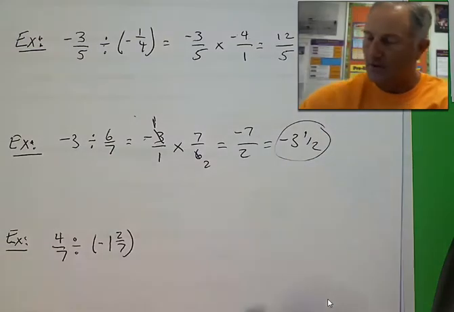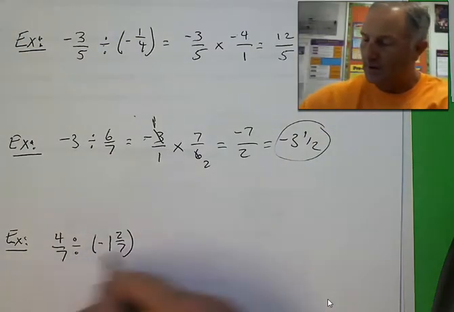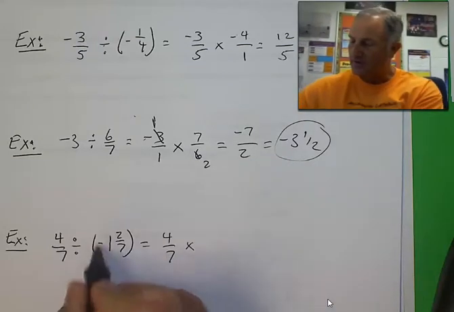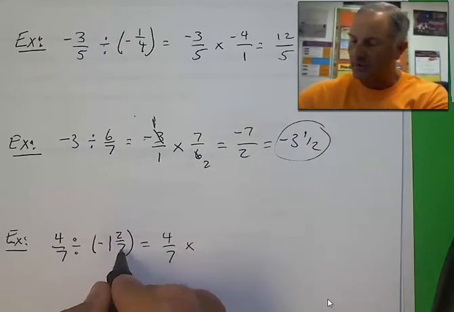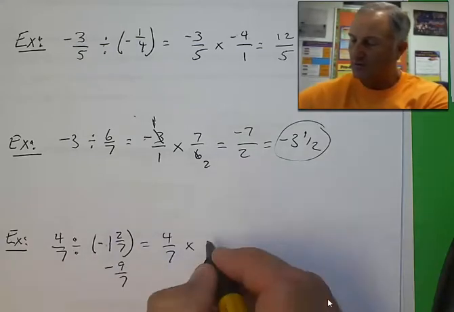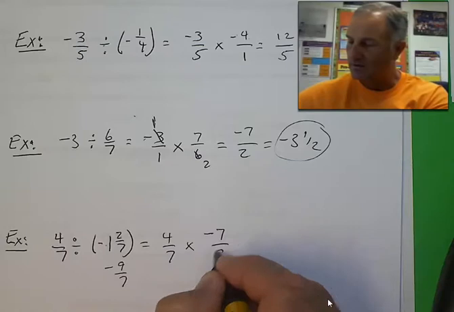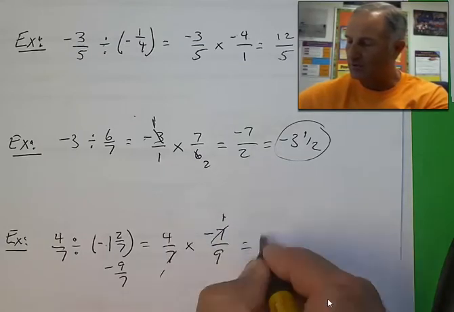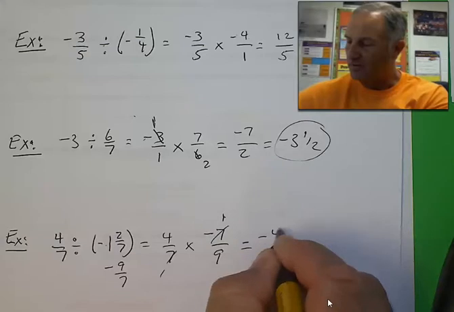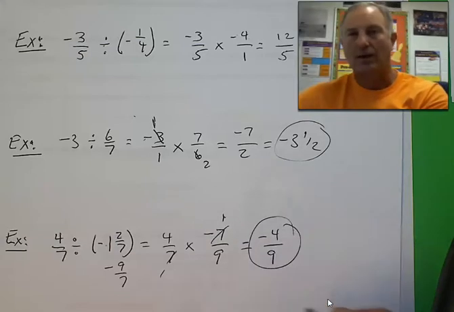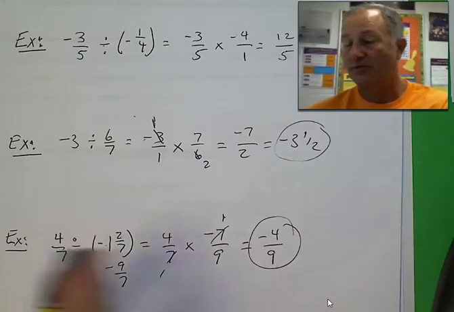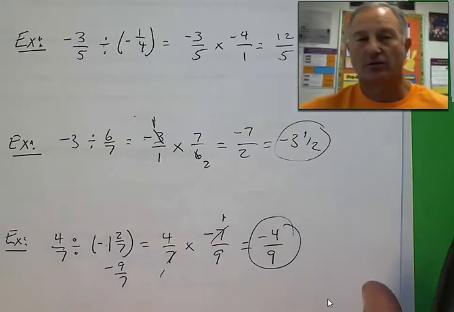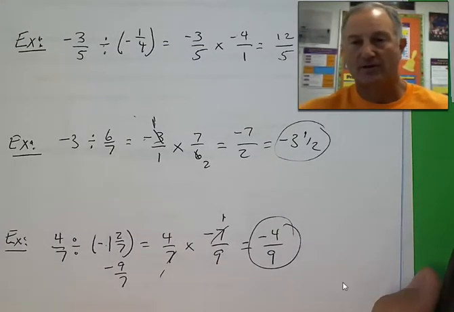And then the last one here, 4/7 stays the same. Change division to multiplication. I have to take this mixed number and make it improper. 7 times the -1 is -7 plus 2, that's -9/7. Reciprocal it, now it's -7/9. Goes into itself once, goes into itself once. 4 times -1 is -4/9. Voila. Hopefully that's helpful to you. When you get into class tomorrow, we'll look at more of this for the next couple of days and some application of it.